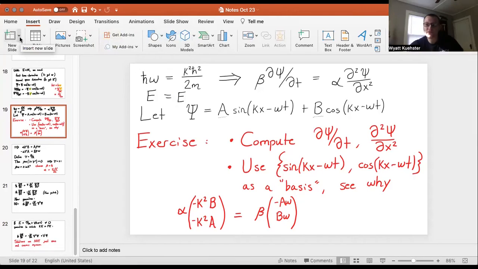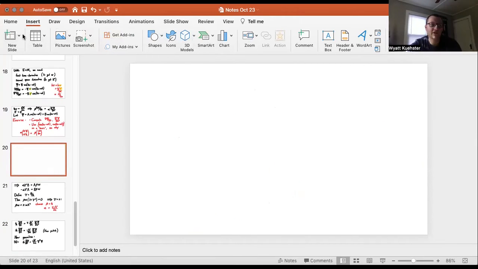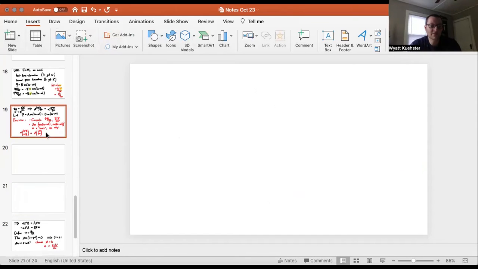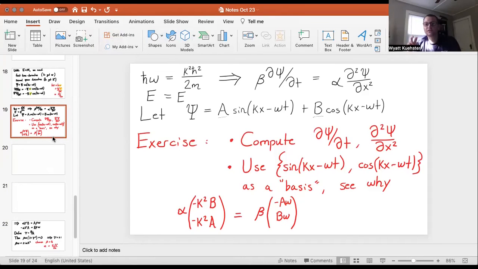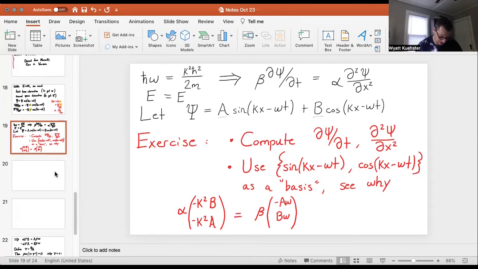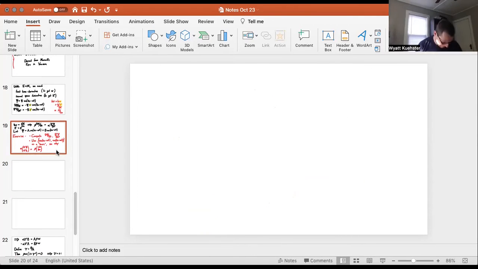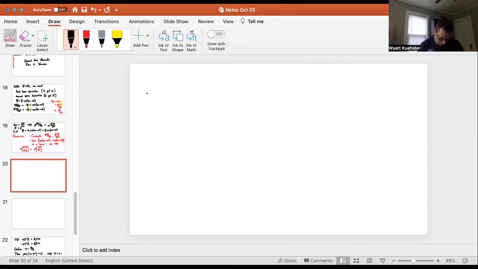We're going to compute the first time derivative and the second space derivative. And we're going to equate the sine and cosine parts by using sine and cosine as a sort of basis. That's another thing we'll justify later, or I'll half justify it right now. But let's do the easy part, which is computing these derivatives.